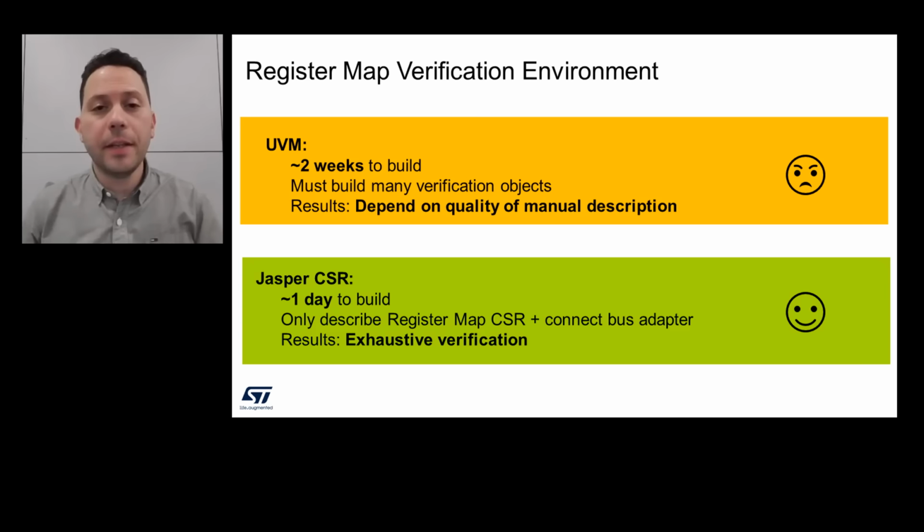In summary, creating a UVM environment takes about 2 weeks, as we must build many verification objects, and additionally, the result depends on the quality of the verification engineer's manually written test bench. Instead, for Jasper CSR, we only needed to write the CSR attributes in CSV, and the results were sufficient for an exhaustive register map verification.